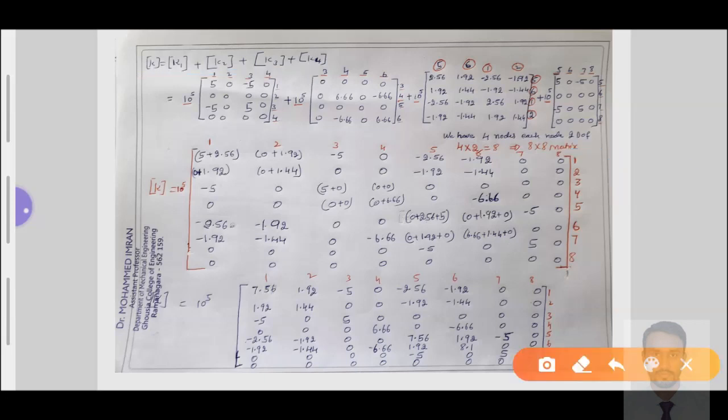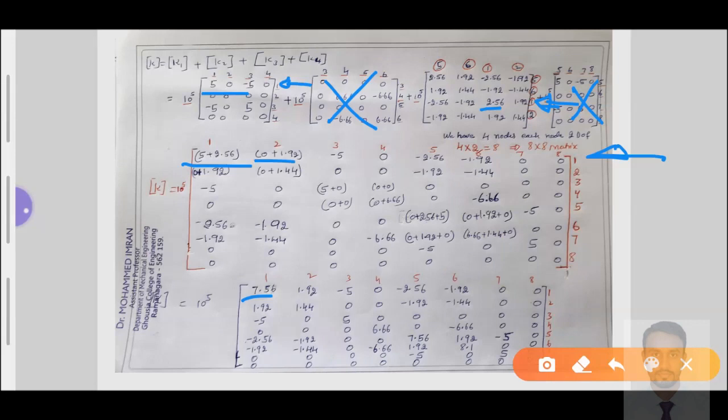Now consider the first row, first column. Where the rows are there, we have a first row here. Similarly, in this one we don't have any first row, and in this one we don't have any first row. For the first row, first column value, here we have 5, and here also we have the first row, first column value: 5 plus 2.56, which is equal to 7.56.